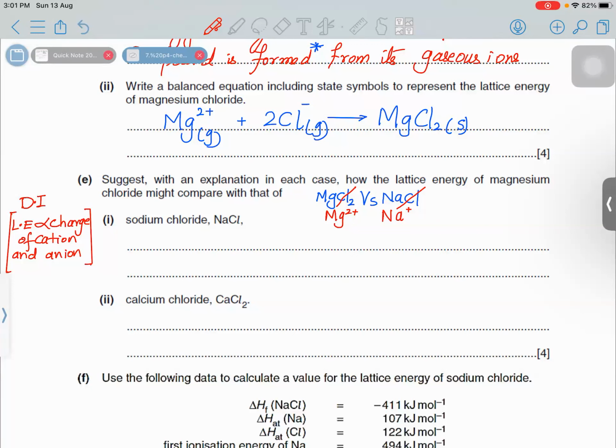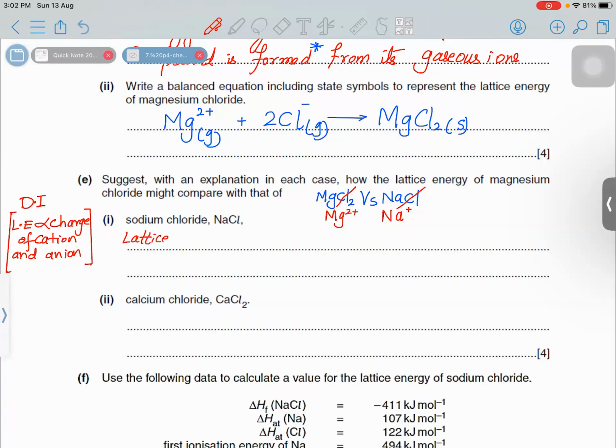Can you repeat the answer? 3 points. I need 3 points. Alia, can you repeat? So the charge of magnesium is greater than the charge of sodium. No. First state which one has more lattice energy. So magnesium has more lattice energy. MgCl2 has more lattice energy, right? Or lattice energy of MgCl2 is greater than lattice energy of NaCl. Why? Because it has greater ionic charge. Because it has 2 plus, more charge, right? Plus 2 charge.